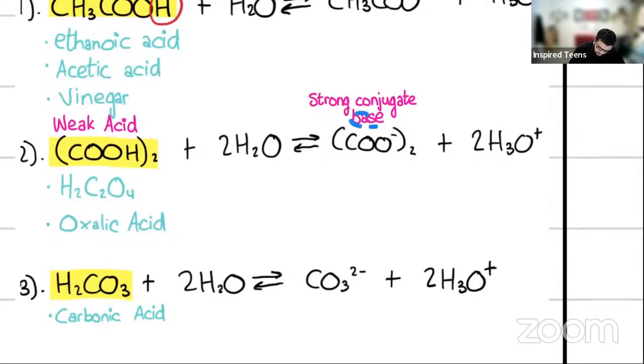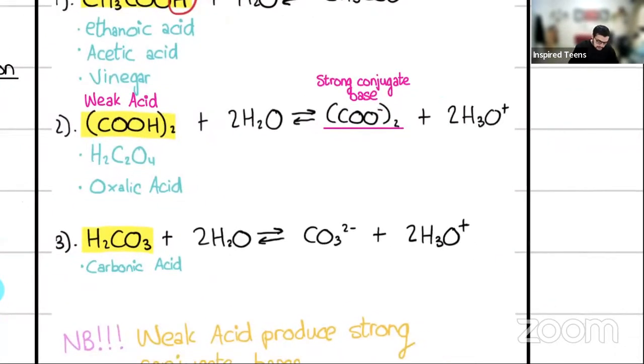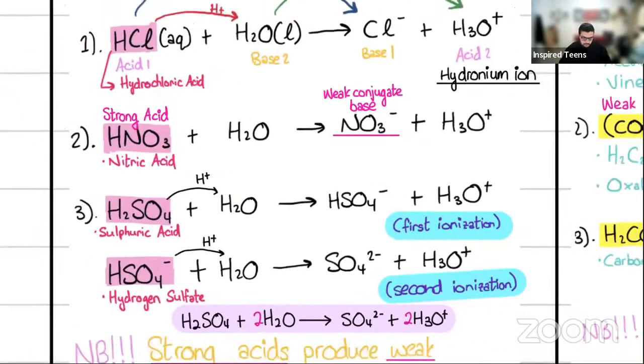Let's rearrange that. Okay, so by the way, this is the base. We'll go through it again, but that's just to note the difference. Weak acids produce strong conjugate bases, while strong acids produce weak conjugate bases, right? Easy to remember, it's opposite.